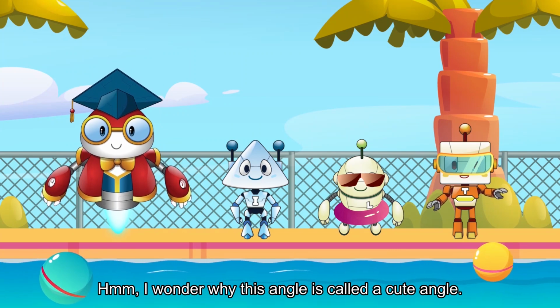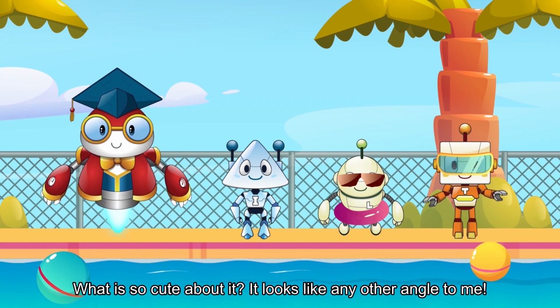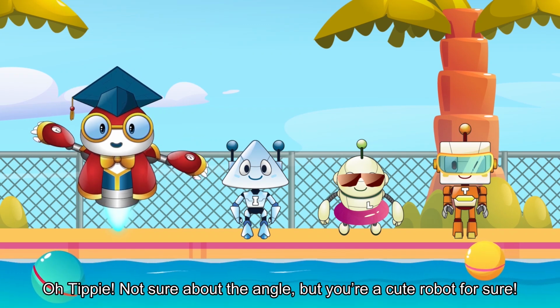I wonder why this angle is called an acute angle. What's so cute about it? It looks like any other angle to me. Oh, Tippy, not sure about the angle, but you're a cute robot for sure.